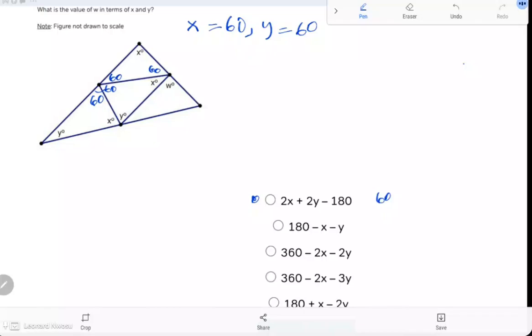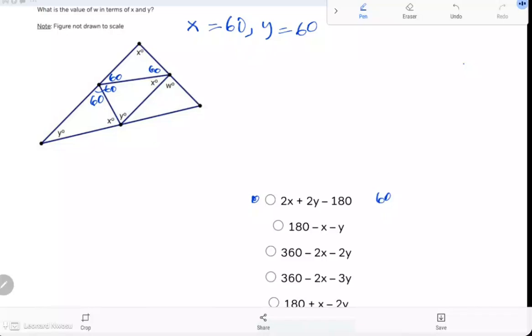The next one is 180 minus 60 minus 60. You see what that is? Do you see the danger? So 180 minus 60 minus 60 is also 60. You see that using 60 is not very good here. But let's see. Let's quickly look at this.